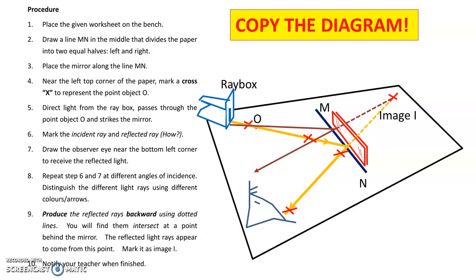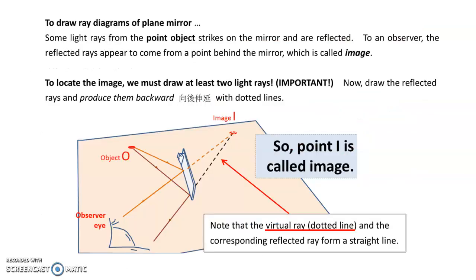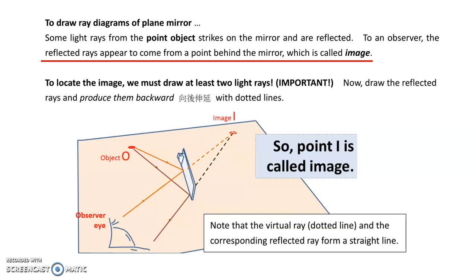This point is called image. Let's mark it as image I in the ray diagram. So we see that a point object produces a point image. And where is the image?